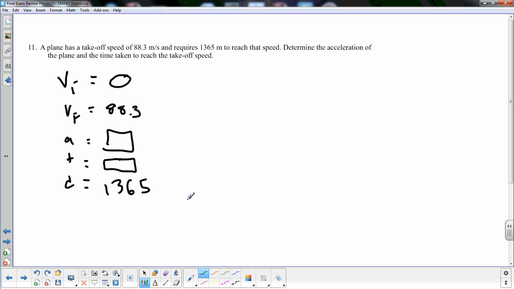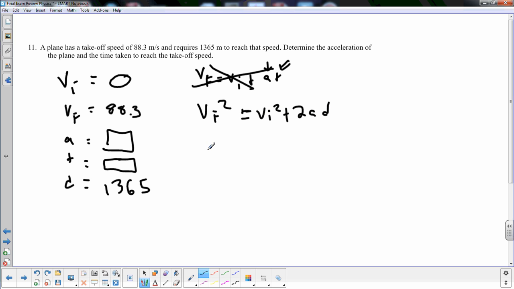VF equals VI plus AT. Can't use that because we don't have T or A. VF squared, how's this one? VF squared equals VI squared plus 2AD. How's that? 88.3 squared equals 0 squared, that makes life easy, plus 2A times 1365. I think I can figure out the A from there. So let's do some plug and chug.